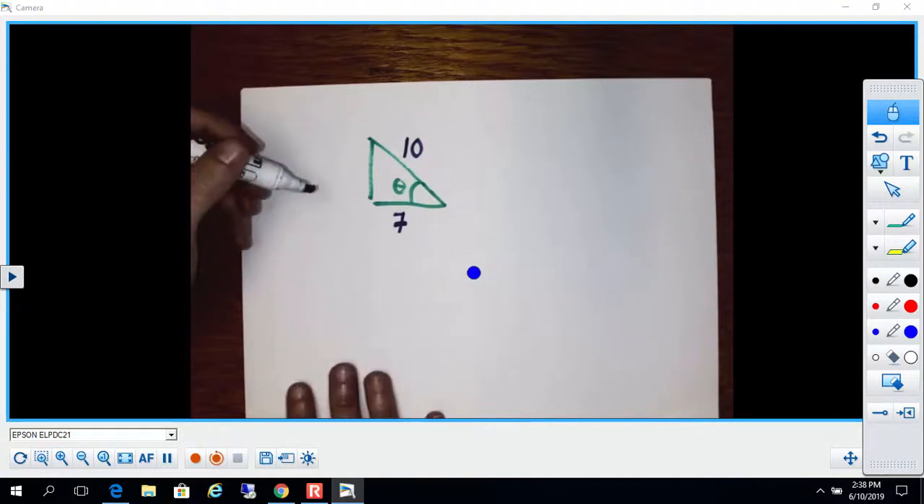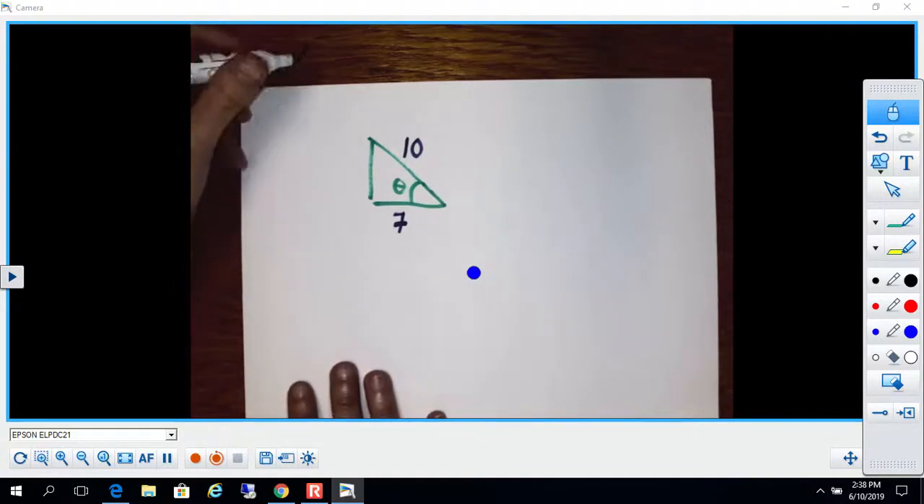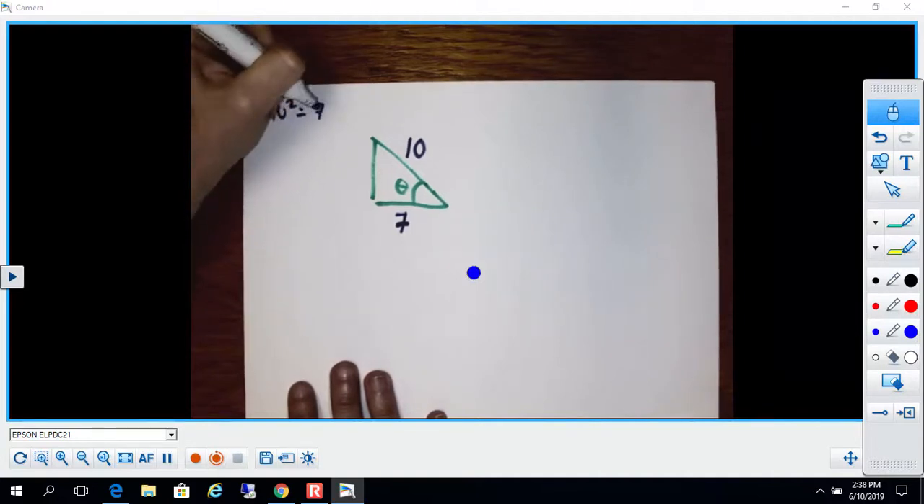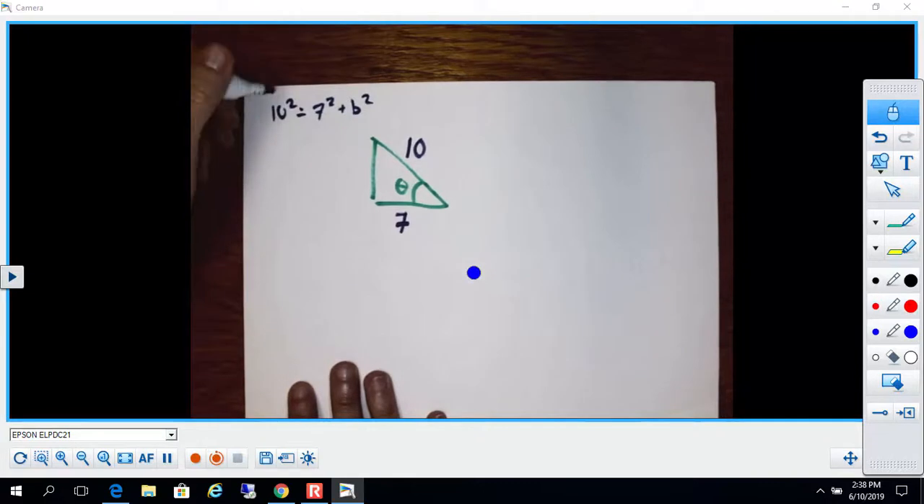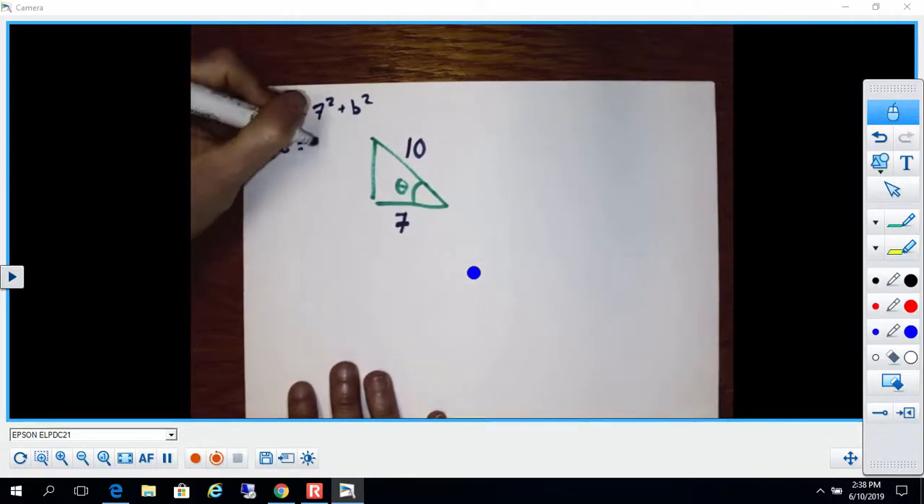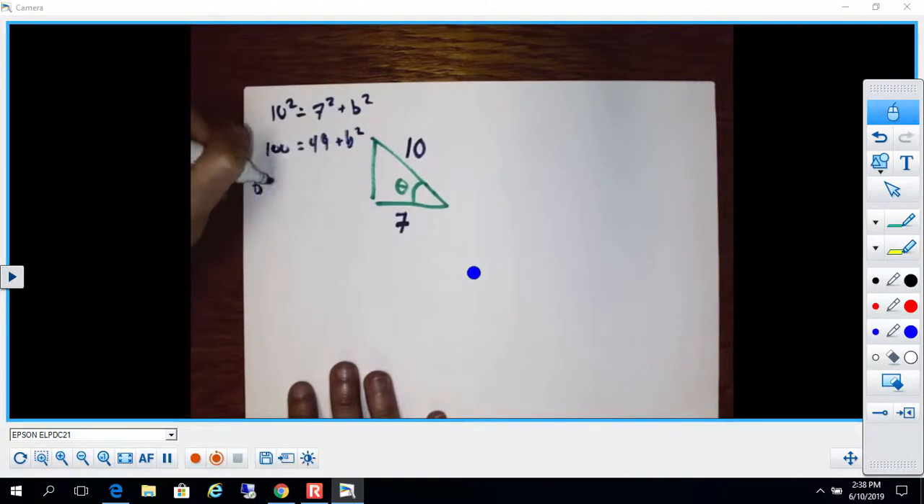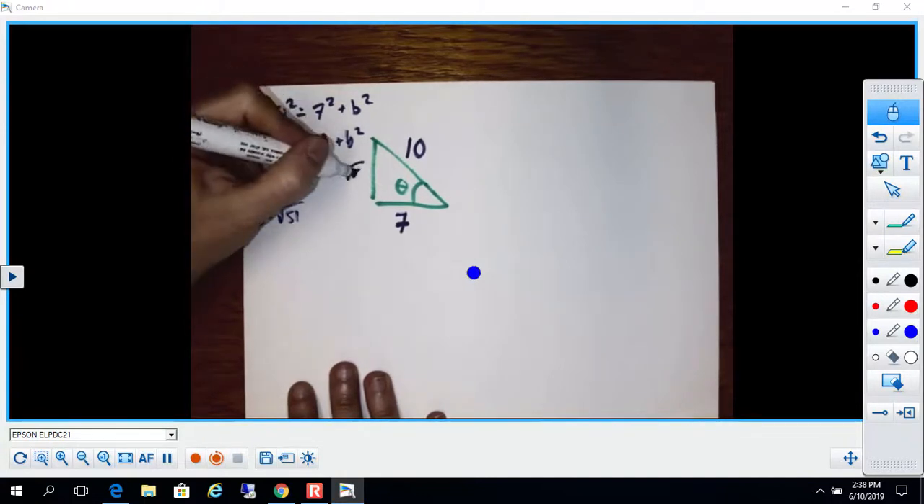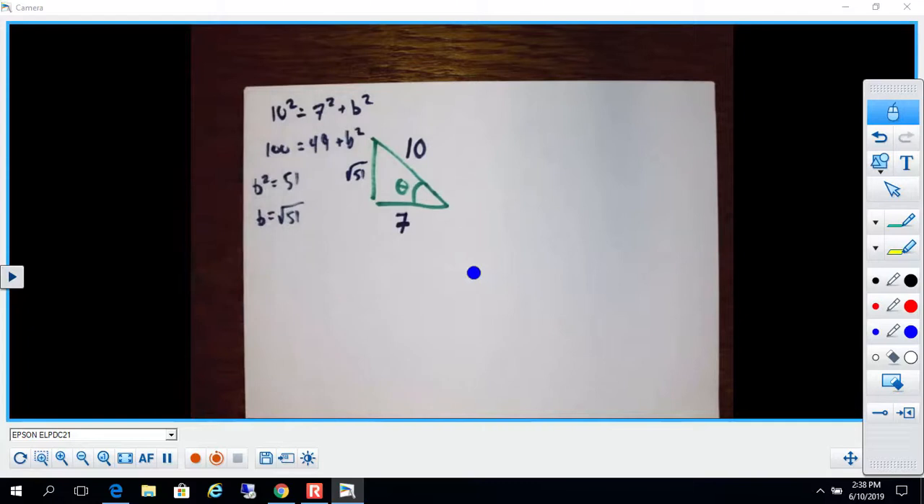So I could figure out the other side from the Pythagorean theorem. So 10 squared equals 7 squared plus b squared, right? So 100 equals 49 plus b squared. B squared equals 51. B is the square root of 51. So that's this side length. Okay, but I'm mainly interested in the angle. So how can I figure out what this angle is?